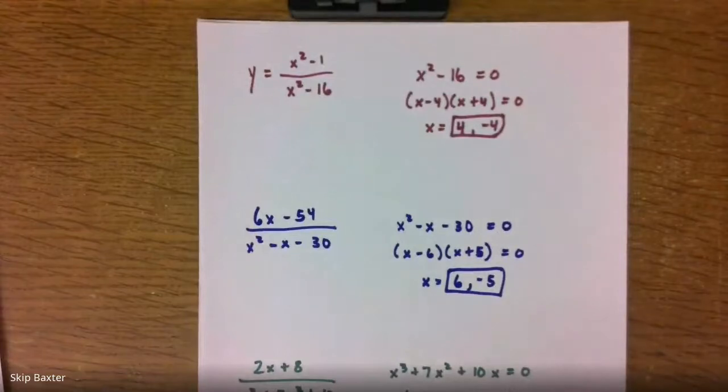All right, so that's all you're going to do in these problems. They're going to give you a fraction of polynomials, and they're going to ask you what values of x make that fraction undefined. So you're just going to set the denominator equal to 0 and solve.